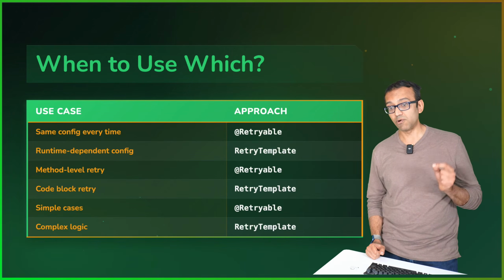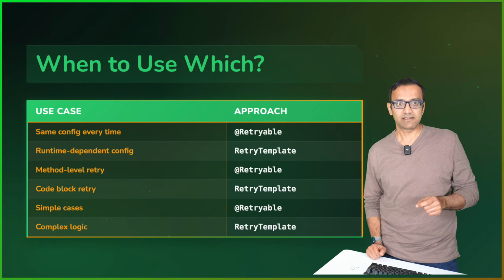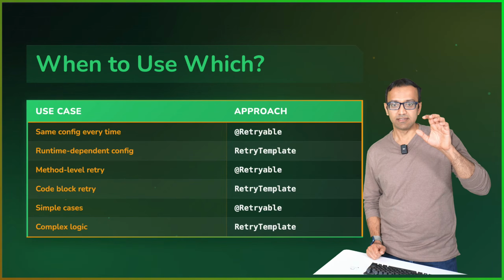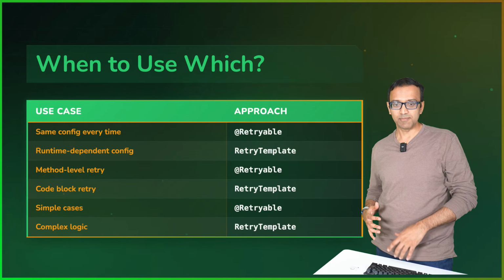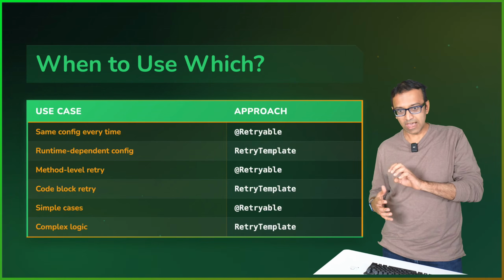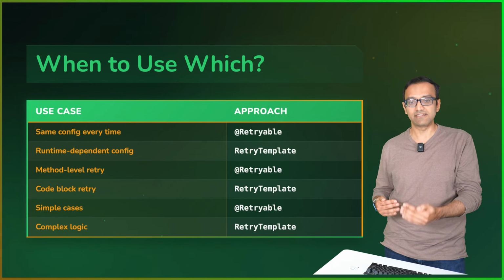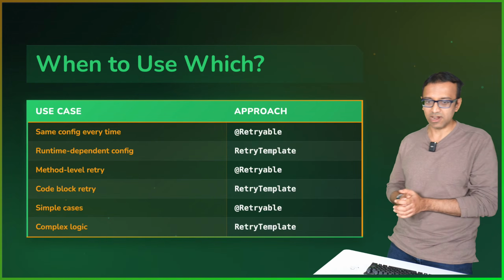The key thing I want you to remember is that @Retryable happens at the method level, on what is being retried. The retry template happens where the call happens. So where the retry configuration is held is what matters.